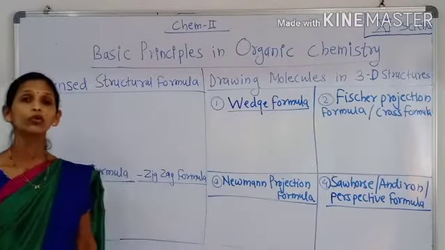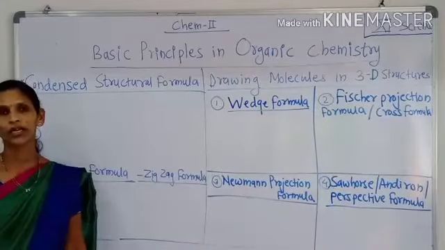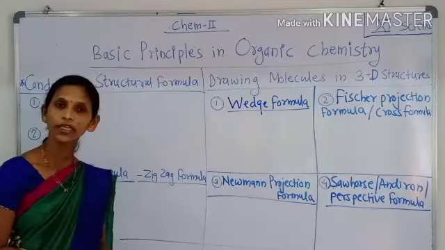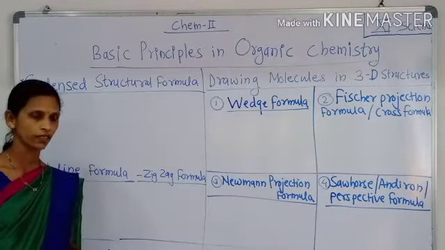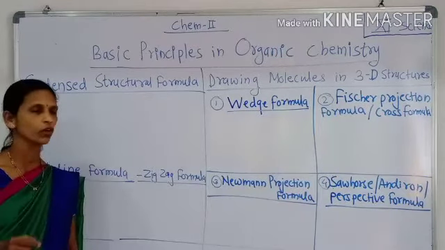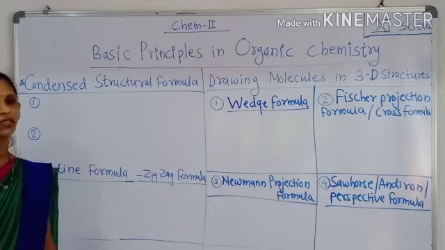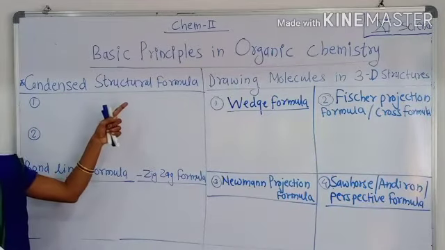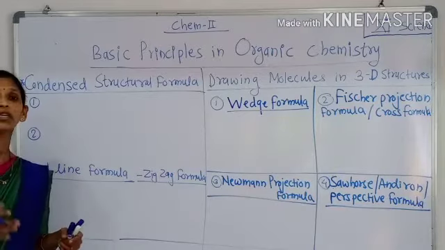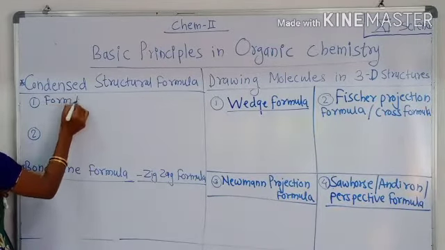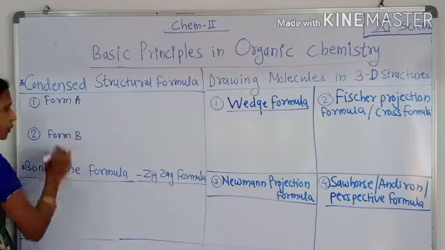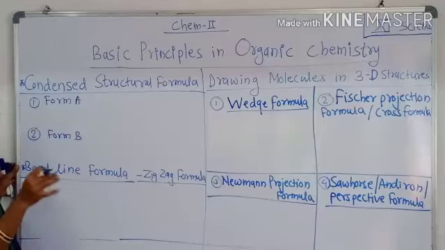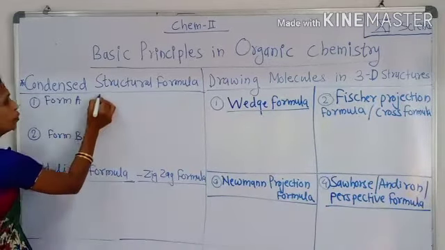First of all, we will take a few more examples for writing the condensed structural formula and bond line formula of organic compounds. All of you studied the alkanes, alkenes and alkynes. Taking examples from alkane, alkene and alkynes, we can practice writing the condensed structural formula as well as the bond line structural formula. See here, the condensed structural formula can be written in two different forms, form A and form B. Taking one example, I will write two different types of condensed structural formula for that organic compound. See here, for example, butane.